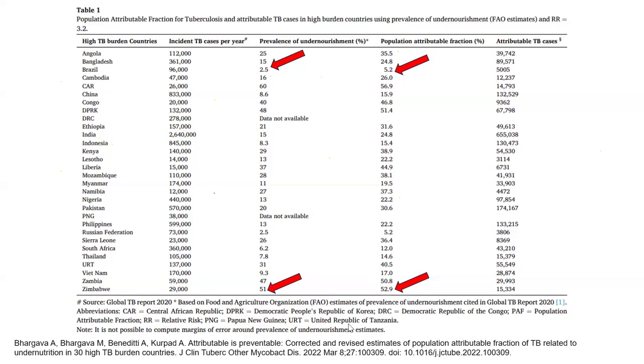These arrows are showing two scenarios: a country where there is a very low population attributable fraction, only 5%. What does this mean? 5% of the incident TB cases are attributable to undernutrition or undernourishment in Brazil, while more than half of the incident cases in Zimbabwe are attributable to undernourishment. So why do you think this difference is there?